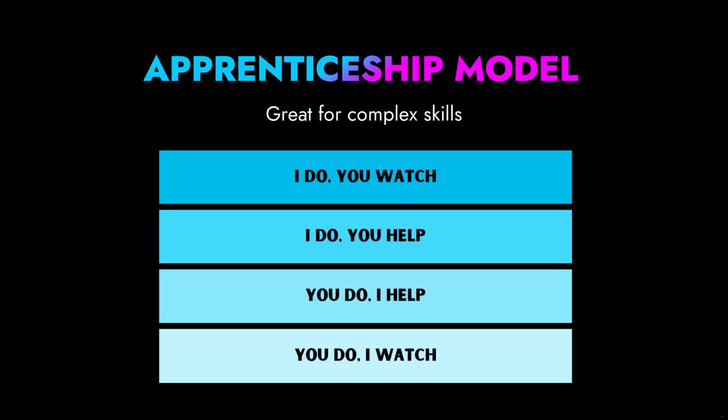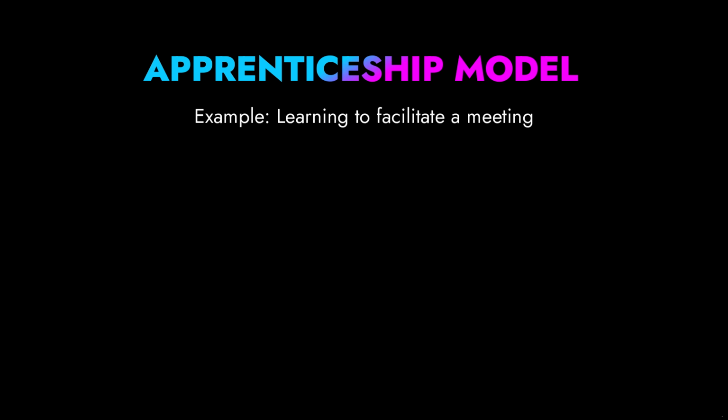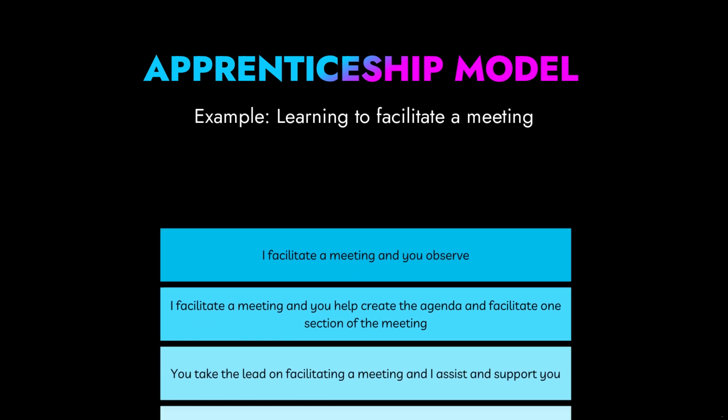First step, I do, you watch. Second step, I do, you help. Third step, you do, I help. And fourth step, you do, I watch, with I being the more experienced trainer and you being the person learning the skill. So for example, if I'm training you to facilitate a meeting, it would go like this.